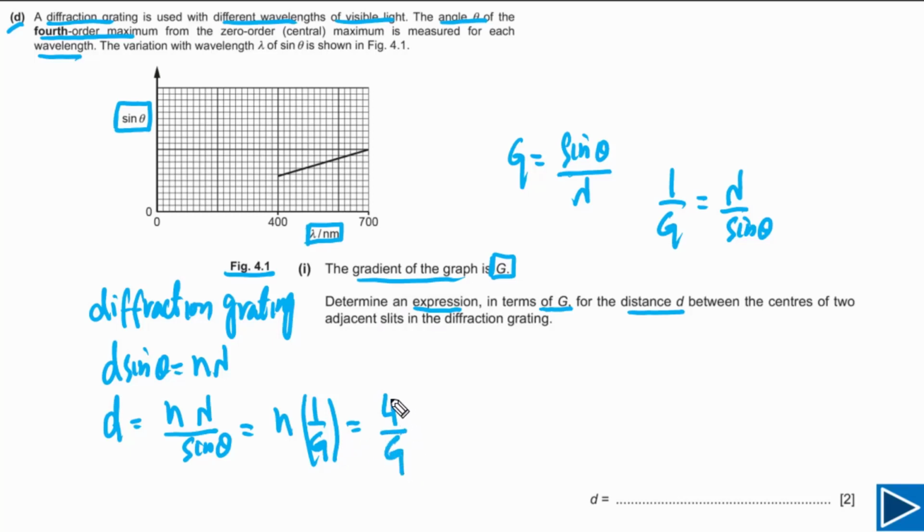So d simply is equal to 4 over g, and this is our answer for this question. We can say d is equal to 4 over g. This question has 2 marks. The first mark you will get if you have written this equation, so this one is a C1 mark. And the final mark is the answer mark.